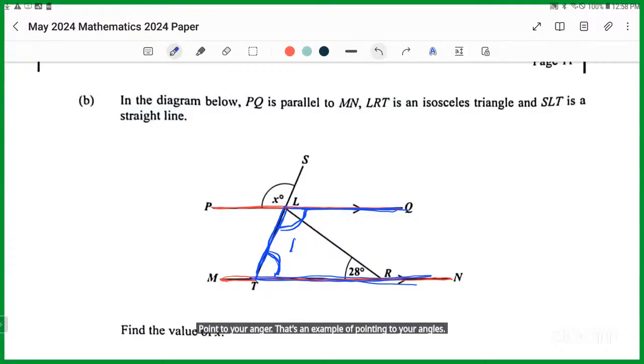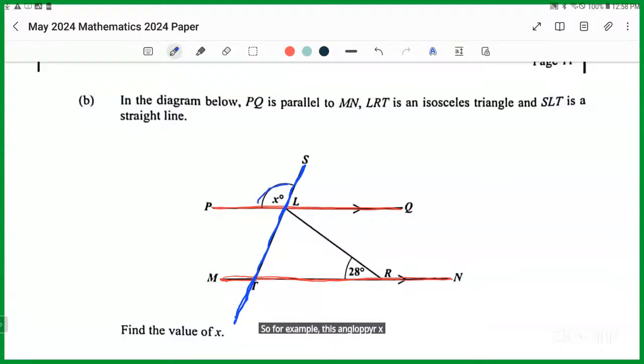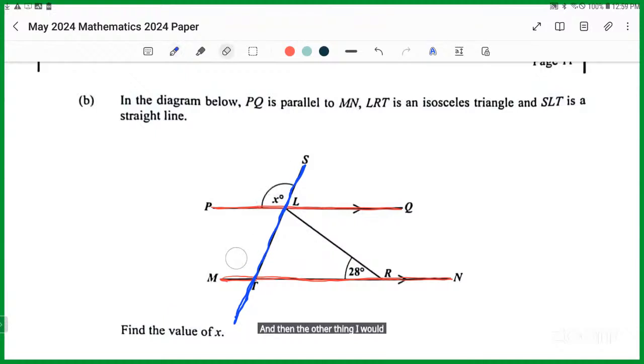Let me show you corresponding angles now. So corresponding angles is like you have this transversal line now crossing those two parallel lines. That transversal line is going to make the same angle with the two lines. So for example, this angle up here, X, on top of the line with that parallel line is going to be equal to this one down here. Those are what we call corresponding angles. They correspond to one another. They are equal.